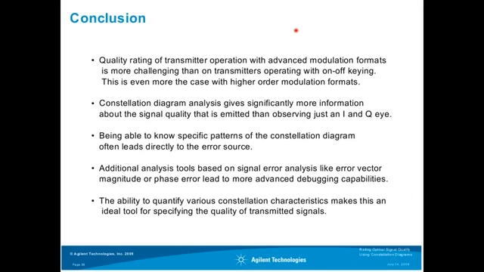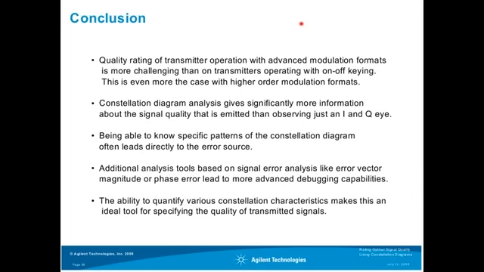Also, the constellation diagram analysis gives significantly more information about the emitted signal quality than observing just an eye and then an IQ diagram. Knowing a specific pattern of the constellation diagram often leads directly to the error source. We have seen this very pronounced in the case of the quadrature error, where we had a very clear pattern of distortion of the constellation diagram, and this led us directly to the misalignment of the 90-degree phase shifter in the Q arm of your transmitter.